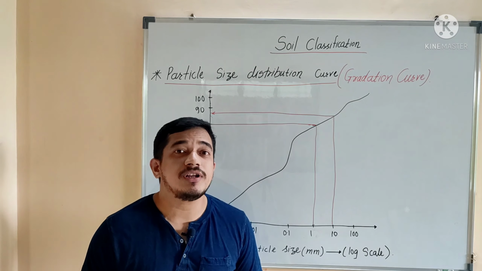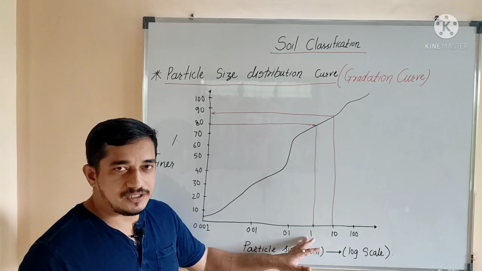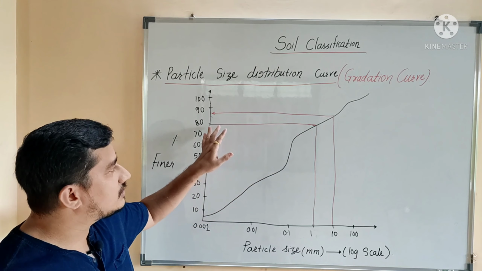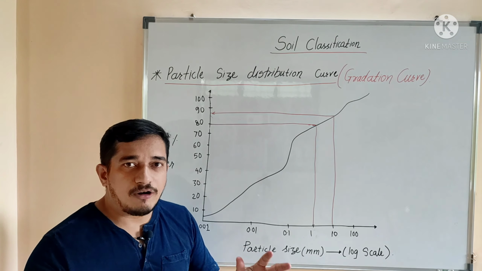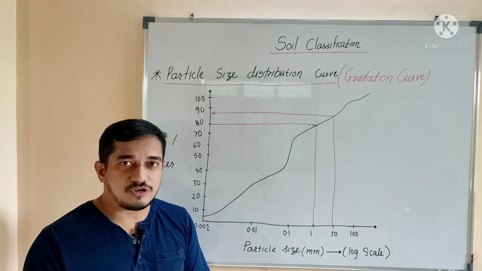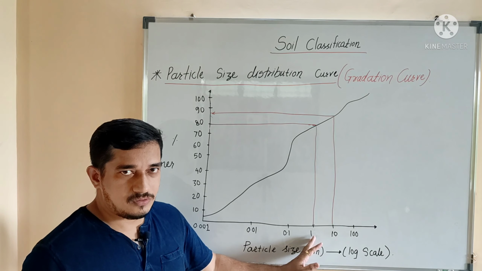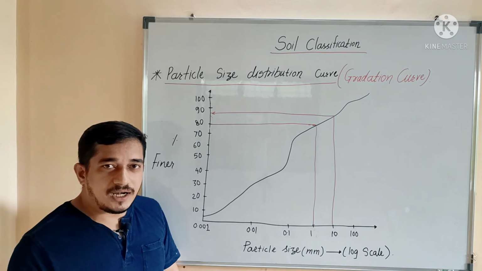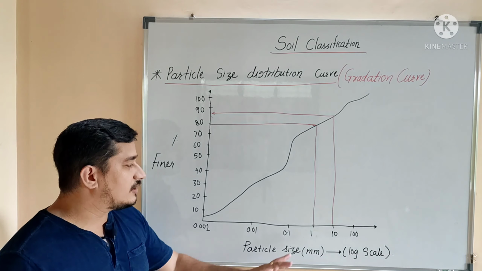The next question is, what is percentage finer? Suppose I consider this 1 mm size of particle, and for this 1 mm size the percentage finer is 80%. What does it mean? It means that if I have taken the soil sample, then 80% of the particles of this soil sample will be finer than 1 mm. So for 1 mm the percentage finer is 80%. It means that 80% of the soil mass, out of 100% soil mass, is finer than this 1 mm size.